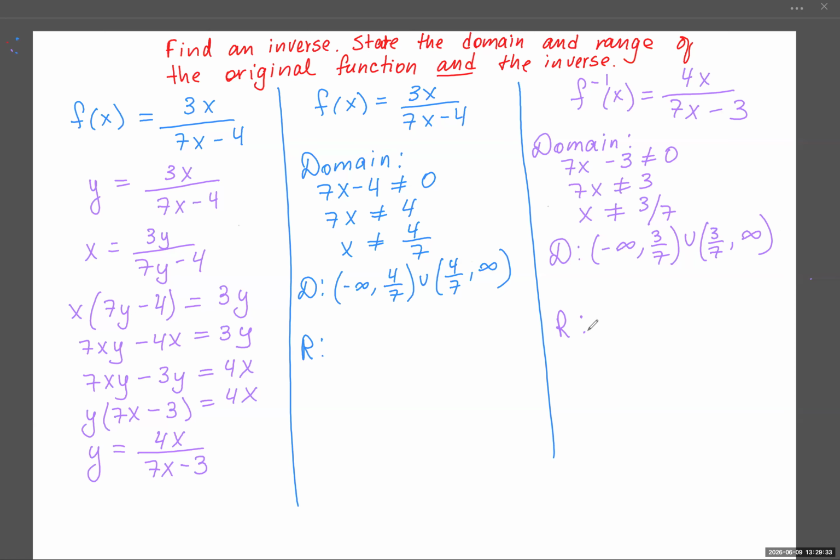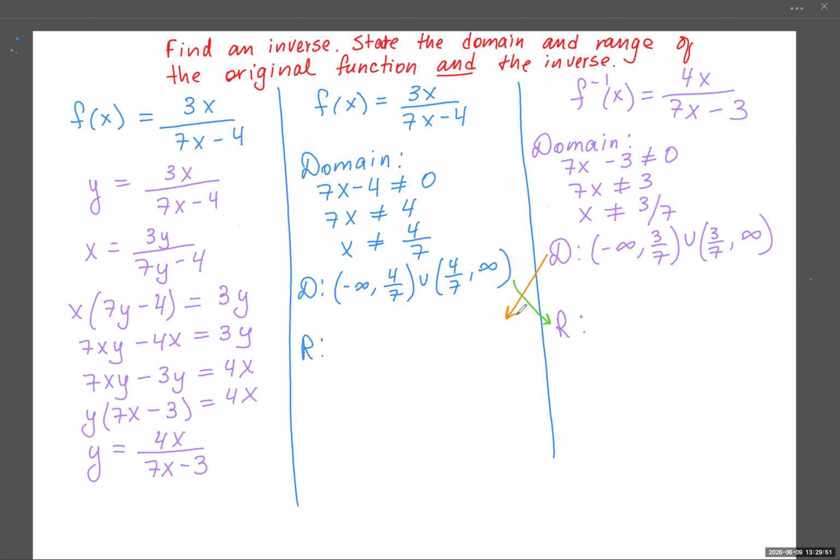The range for the inverse, so there's a special relationship that the original function and the inverse have in terms of domains and ranges. The domain of the original function is the range of the inverse, and the domain of the inverse is the range of the original function. They flip-flop. So we'll go ahead and fill that in.